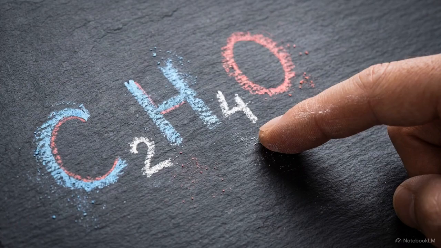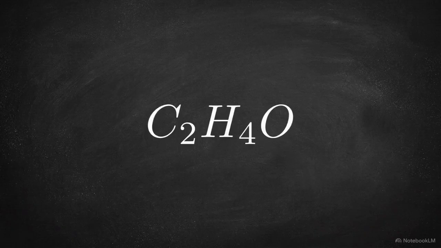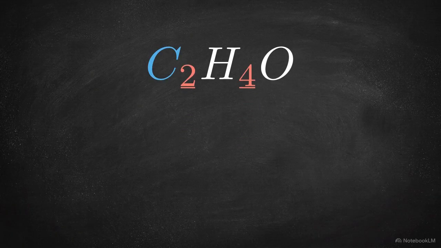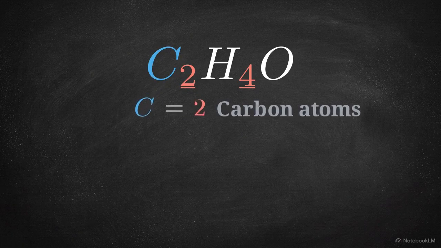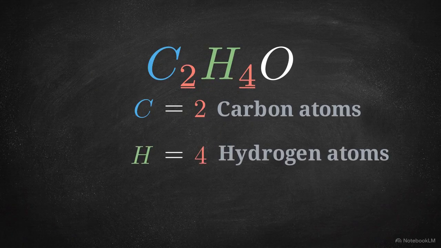In any chemical formula, the capital letters tell us which elements are present, and the tiny numbers written slightly below the line are called subscripts. Every subscript tells us exactly how many atoms we have. Starting on the left, we see a subscript 2 next to the C. This means our compound contains exactly 2 carbon atoms. Next is hydrogen. The subscript 4 means we have exactly 4 hydrogen atoms in the mix.